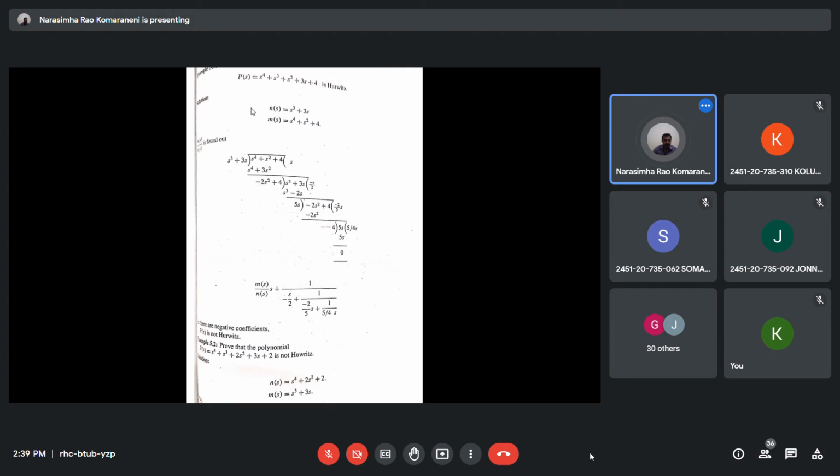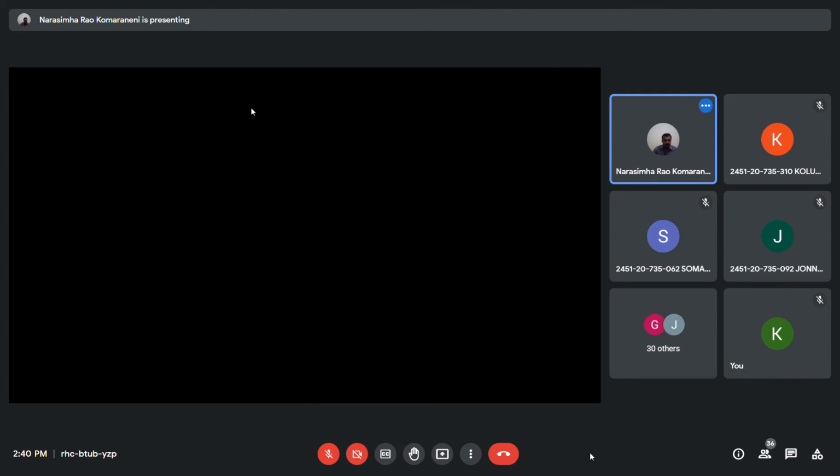Now, if you find the continued fraction expansion, we'll get it like this. If you divide the even terms m of s by the odd terms n of s, you will get this one. See here, I'll show you.